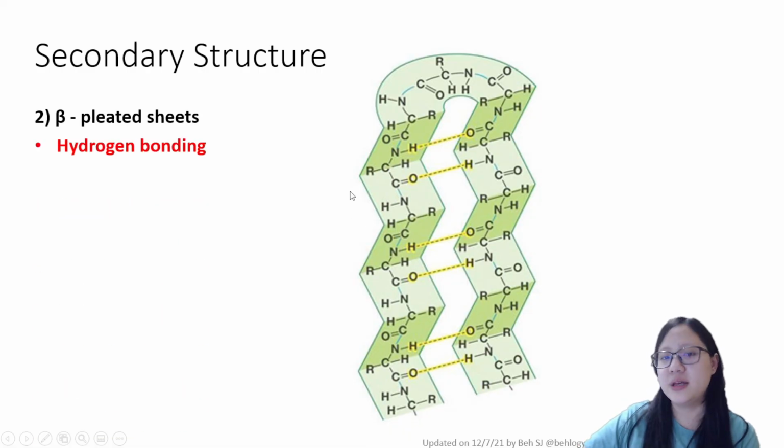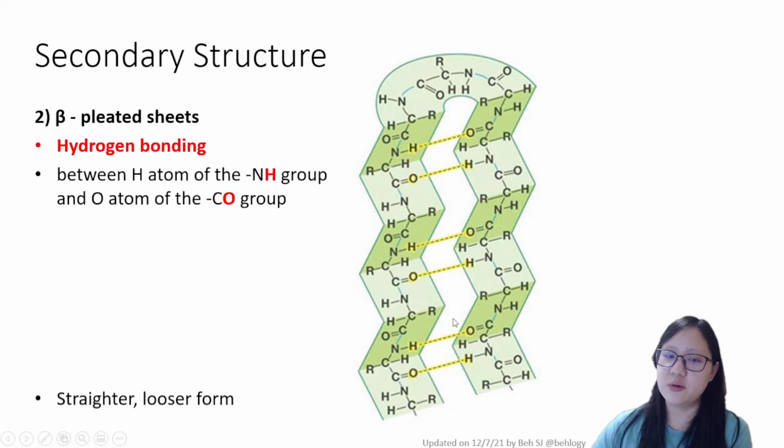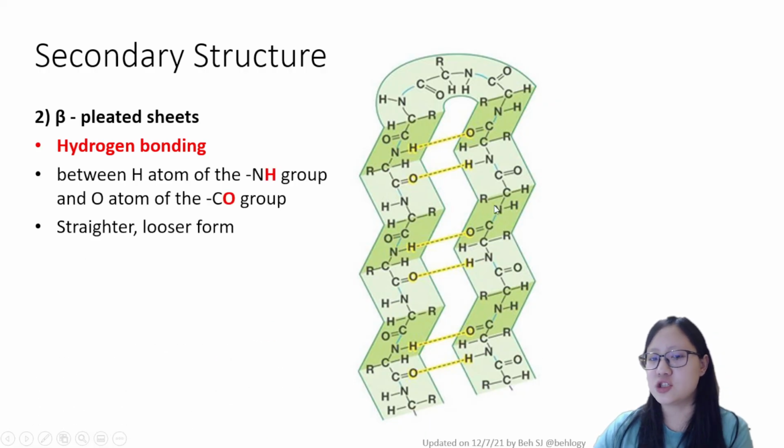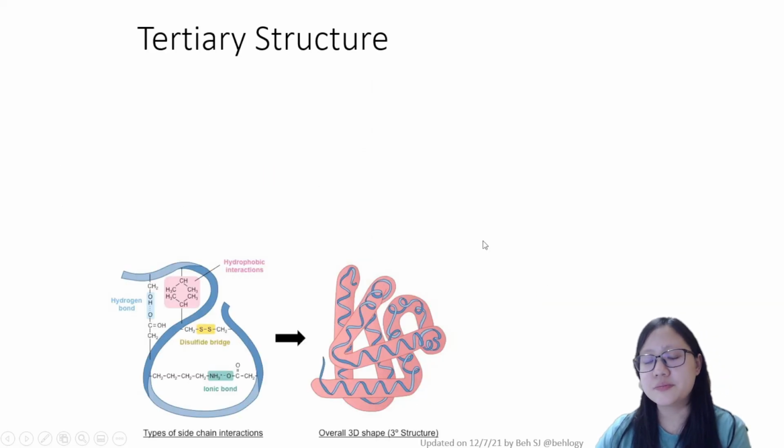How about beta pleated sheets? These are hydrogen bonding as well. And as you can see, it's a slightly different conformation. It's still between the peptide groups though, as you can see here. Like this or like this, right? And what will happen is that it will form hydrogen bonds with the opposite one. This is a straighter, looser form, but basically they have parallel folded sheets like this.